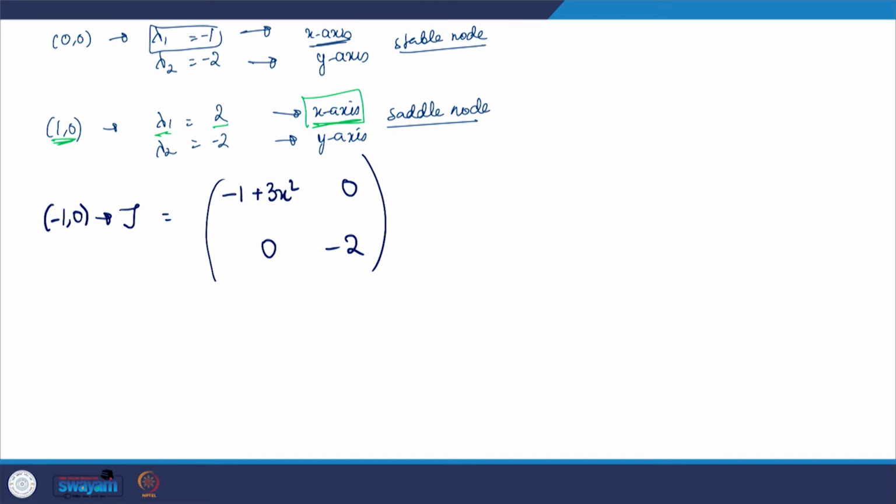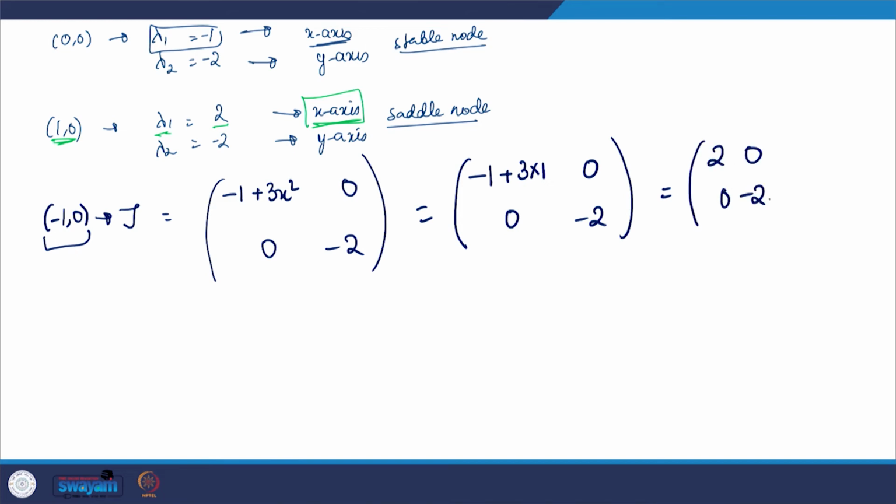Now, we are going to put the values of the fixed point into this Jacobian. Here we only have x, we do not have y, so it is going to be a little easy. Let us put minus 1 instead of x. What we end up with is minus 1 plus 3 into 1, since minus 1 square is 1, 0, 0, minus 2, and this solves as 2, 0, 0, minus 2.